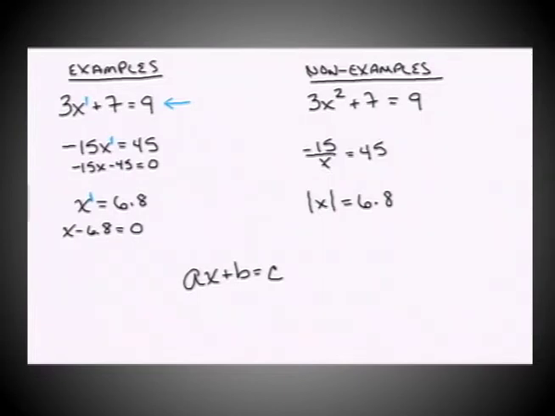Now let's take a look at the non-examples and try to understand why these are not linear equations. In this first example here, the x is squared, which automatically throws it out of the realm of being able to be a linear equation. This is actually a quadratic equation. So to be a linear equation, the variable has to be raised to the first power. That has to be the degree of the equation, 1. So this is a quadratic, not a linear.